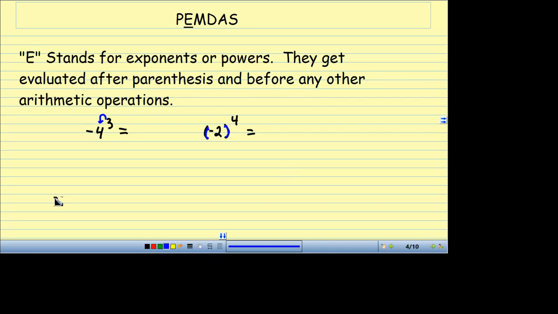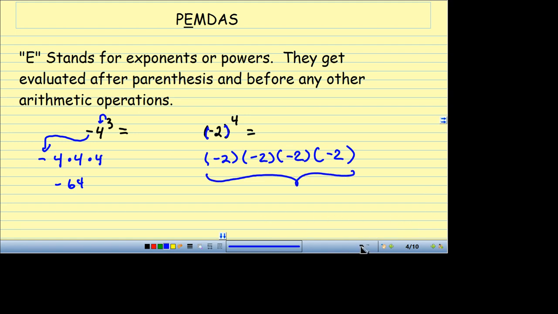So for this, I expand it out. It becomes negative 4 times 4 times 4, because I got 3 4s. This negative goes right there. So that becomes negative 64. This one over here, when I expand it out, because the negative is inside the parentheses, it becomes negative 2 times negative 2 times negative 2 times negative 2. So when I evaluate the whole thing, I end up with 16.